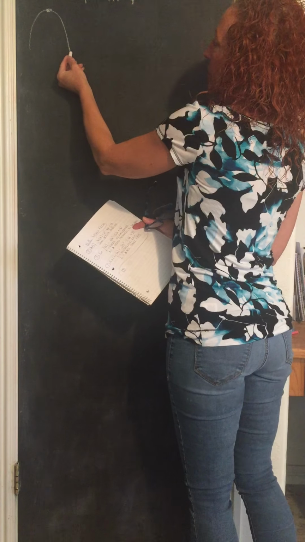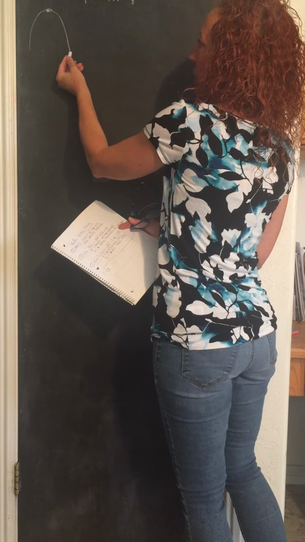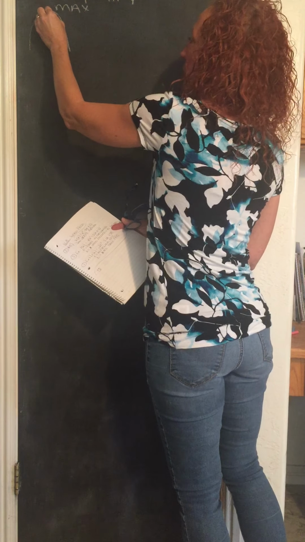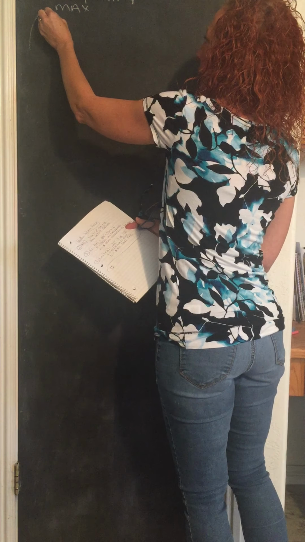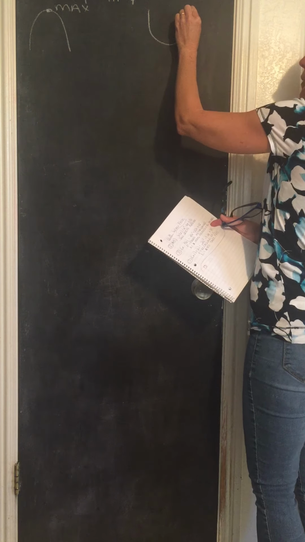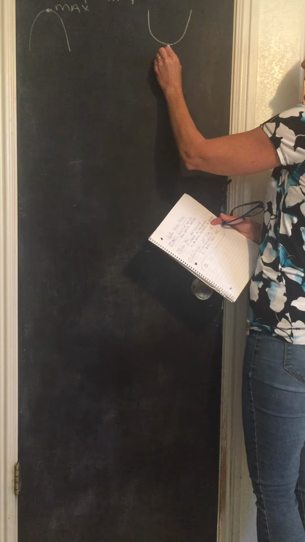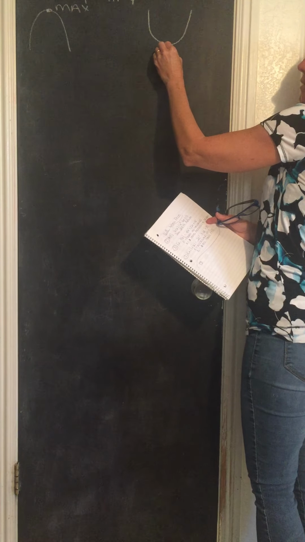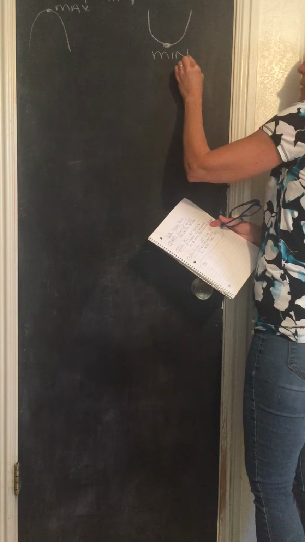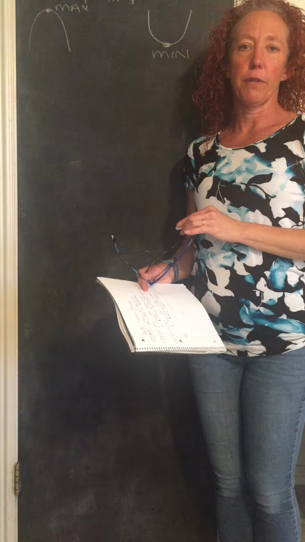So if our equation starts off with a negative, you know it opens down. So we're going to be looking for that vertex, which would be a max value. If our equation starts off with a positive number, we know that when I graph it, it opens up. So my vertex is going to be right there. And in this case, we're looking for a minimum value.